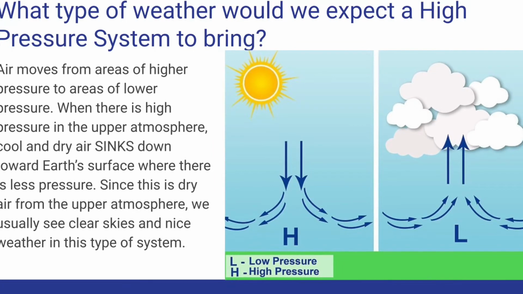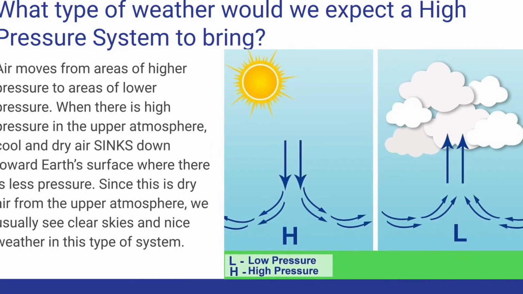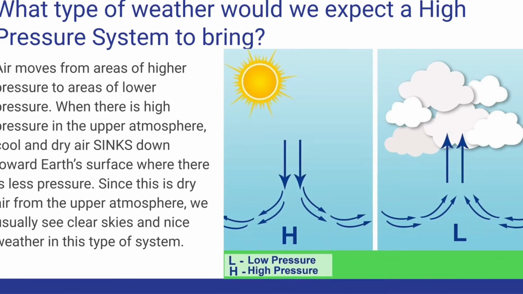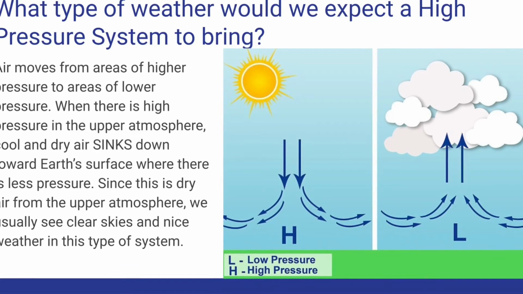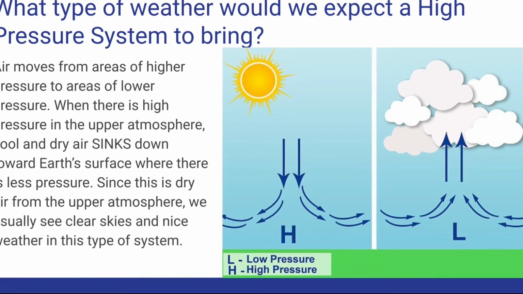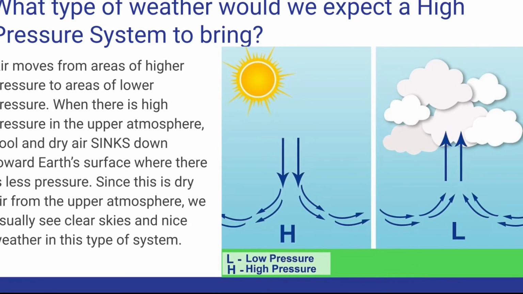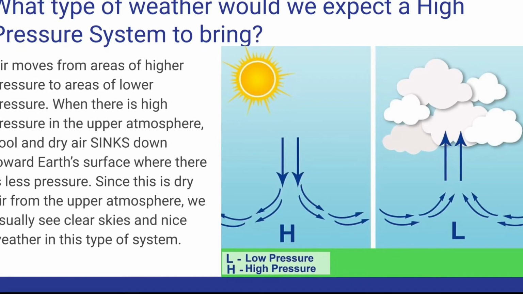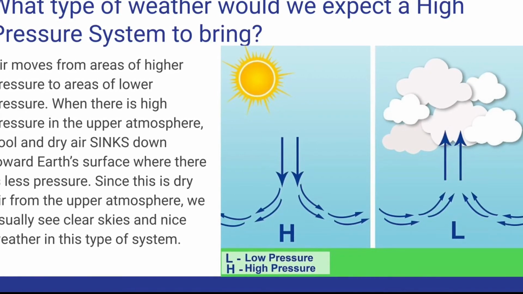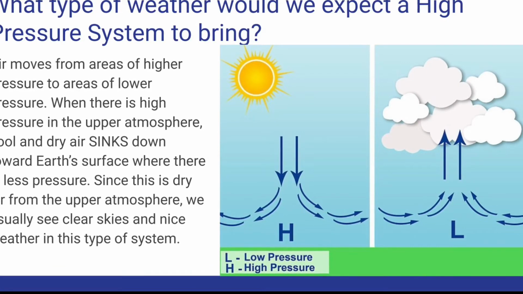So when we have a high pressure system, that means that there is high pressure in the upper atmosphere. So now that we know what air wants to do, it always wants to move from high pressure to low pressure, we know that the air down here on Earth's surface is lower pressure than the upper atmosphere. So if there was high atmospheric pressure up there, air is going to move from up there to down here.